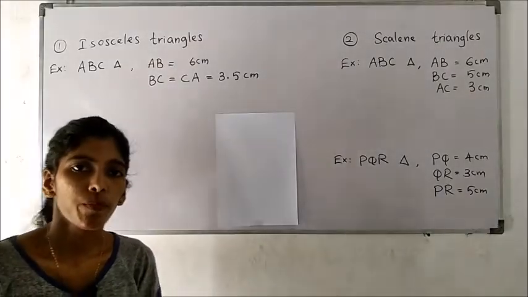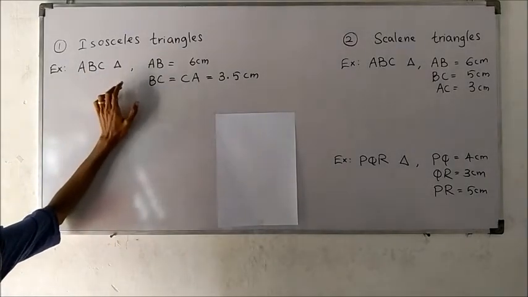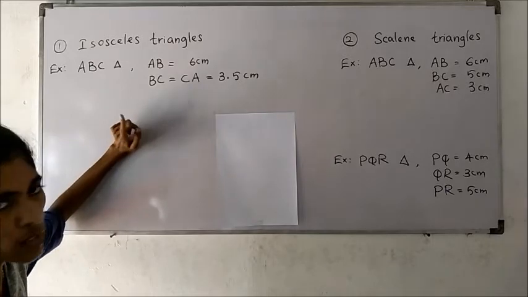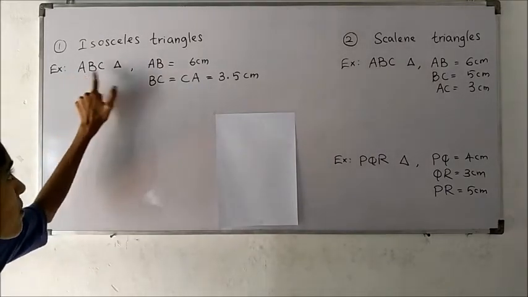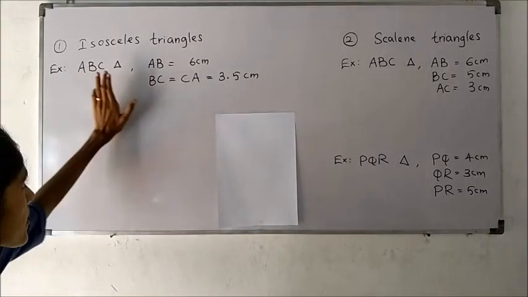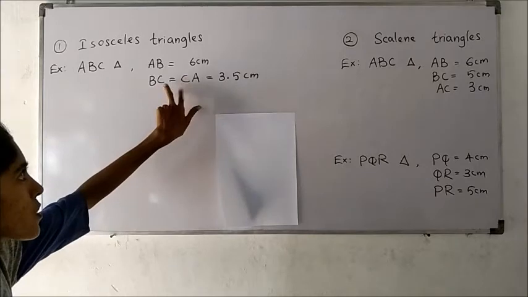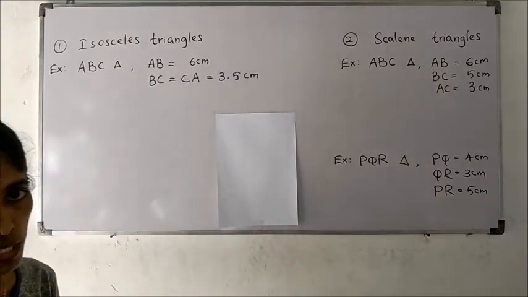Now children, we will learn to construct isosceles triangles. In isosceles triangles, only two sides are equal. For example, we are going to construct triangle ABC. In this triangle ABC, side AB is 6 centimeters and these are the two equal sides. The length is 3.5 centimeters.